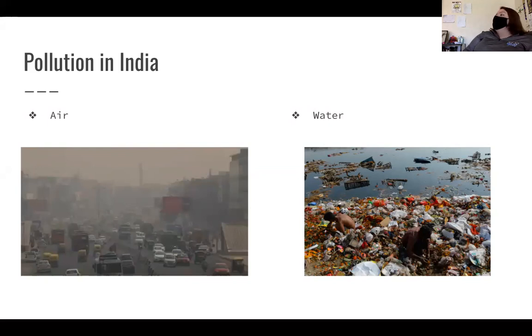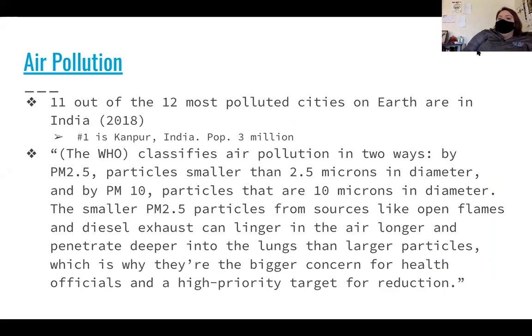All right, so let's talk about air first. When we're talking about air pollution, the reason that we are operating where we are is because 11 out of the 12 most polluted cities on Earth are in India, based on 2018 research. The number one most polluted city on Earth is Kanpur, India, which has a population of 3 million people. I only tell you the population because it'll make a difference later when we talk about the causes.